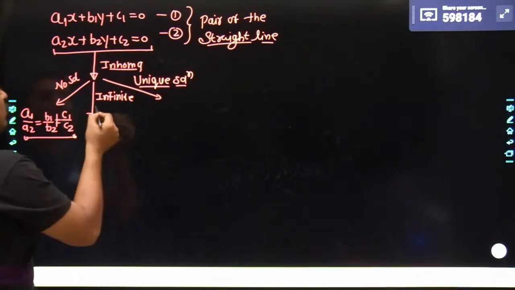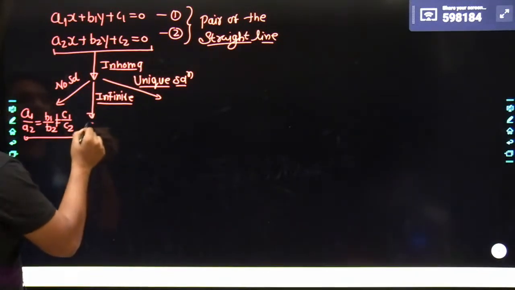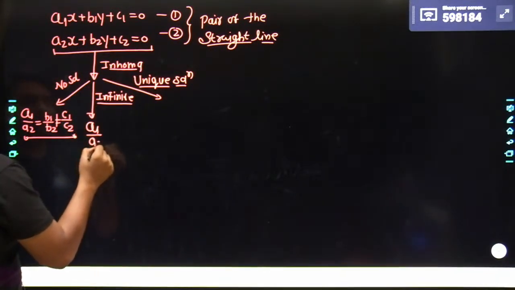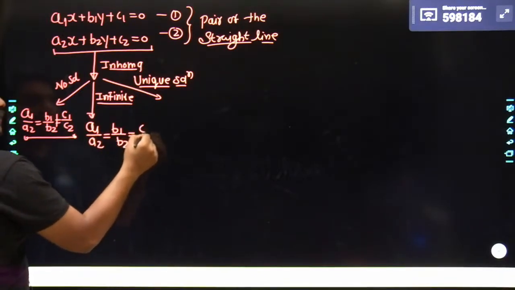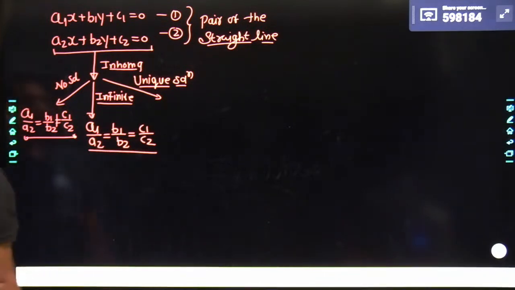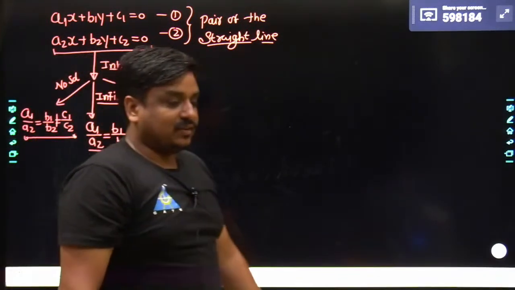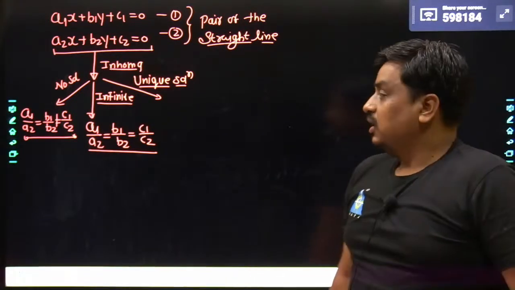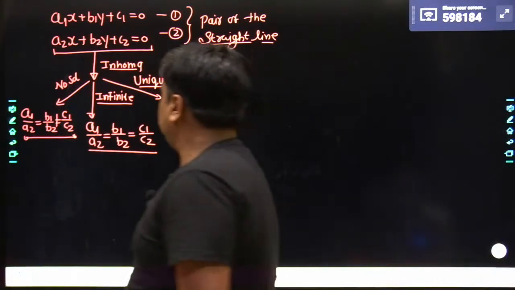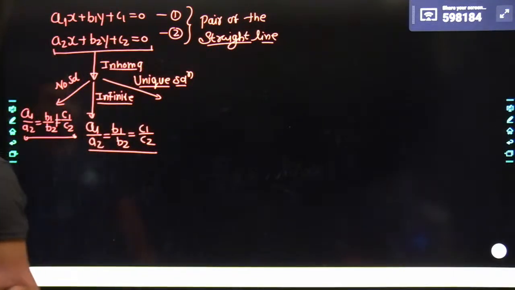Tell me when it would come under the case of infinite solution: when their slopes are the same and even the intersection over the y-axis is the same. That means even the value of C is also the same. So in this case, it will fall under the infinitely many solution.